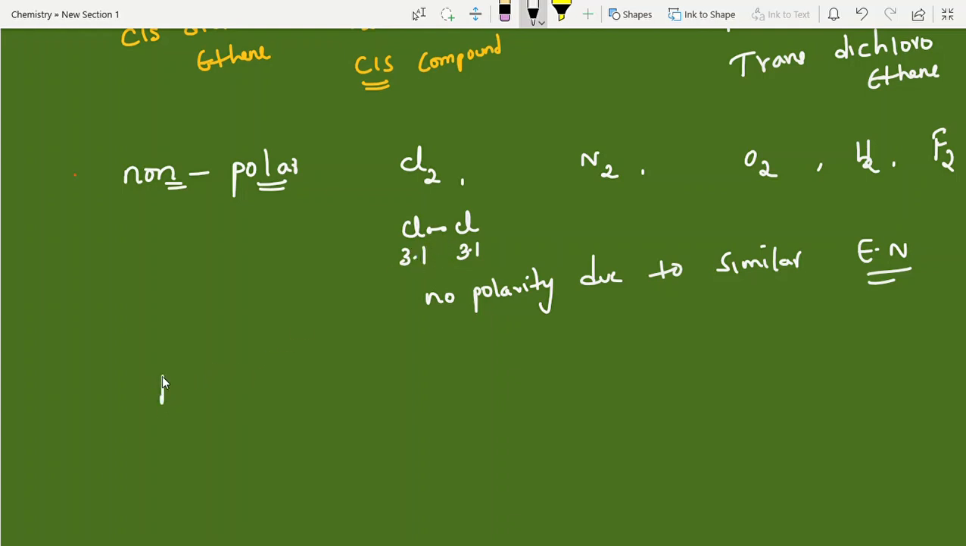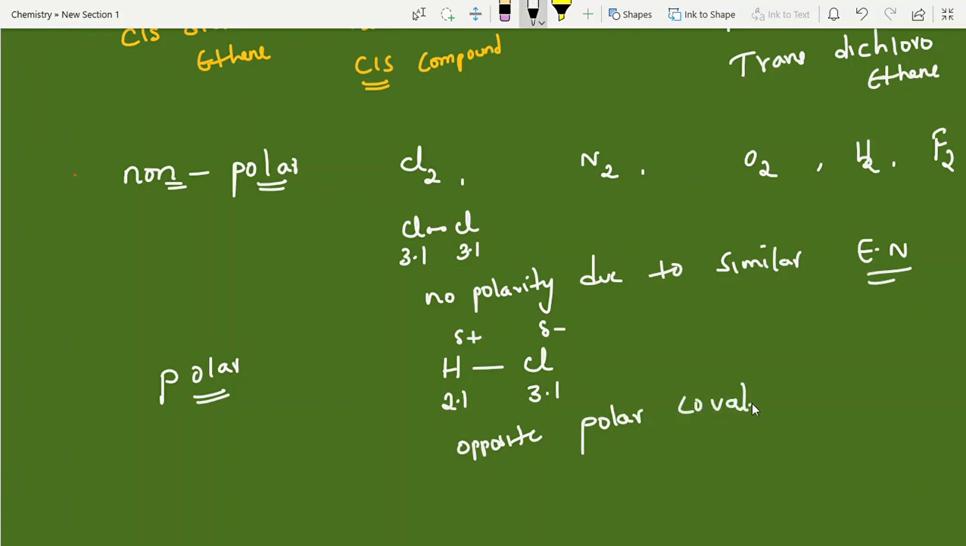Now, polar. Polar is like you and your enemy. Take the HCl molecule. The electronegativities are 3.1 and 2.1, so there is a difference. Then what happens? One gains something, like in a fight: it pulls the electrons towards itself. In such a way, a partial negative charge and a partial positive charge develop. See, opposite charges are there, so you can say it is a polar covalent bond.